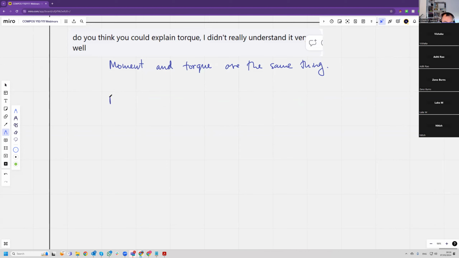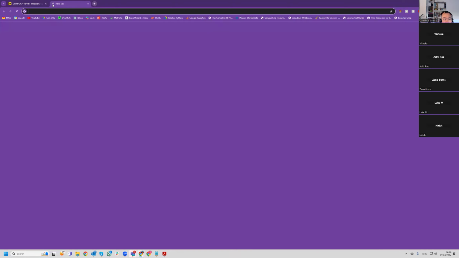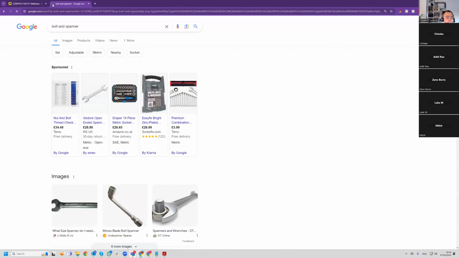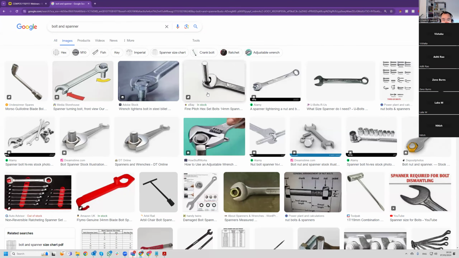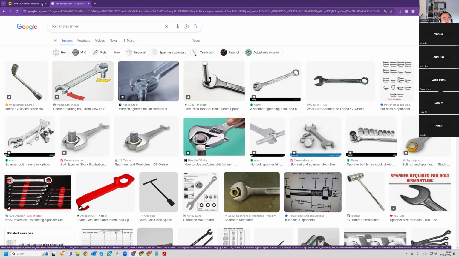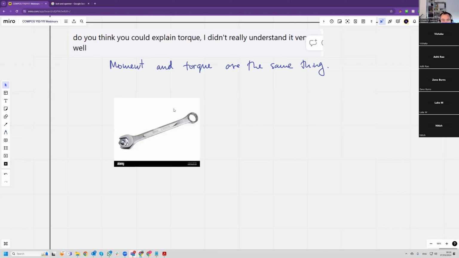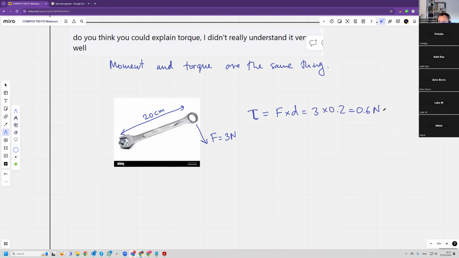So for example, if you have a bolt and spanner, and you apply a force here, let's say 3 newtons, and this distance is 20 centimeters, then the torque is force times distance, which is 3 times 0.2, which is 0.6 Newton meters.